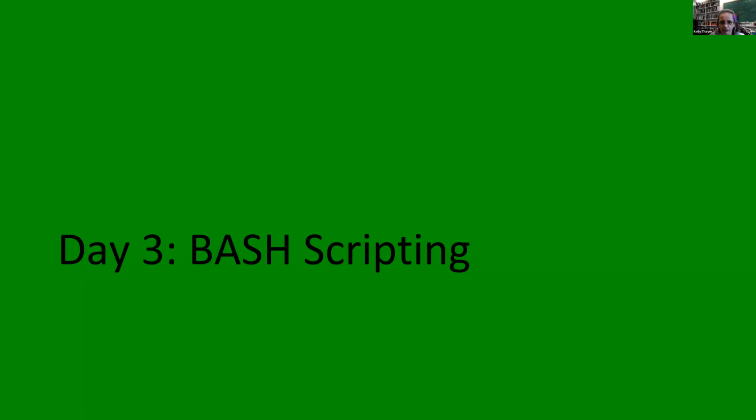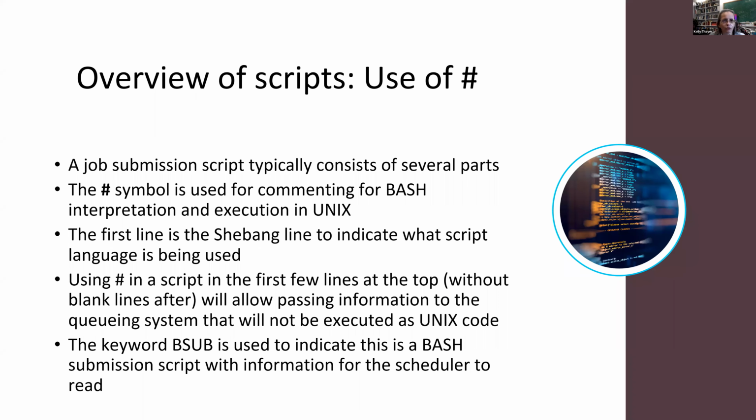So let's go ahead and get started with scripts. The first thing I'm going to point out is the use of the hashtag or pound symbol. The job submission script typically consists of several parts, and the pound symbol is used for commenting in the Bash programming language, and it will be a comment, which means that it will not actually get executed. It's for you to make some notes to yourself. And we will see that you may also make some other kinds of notes using that as well.